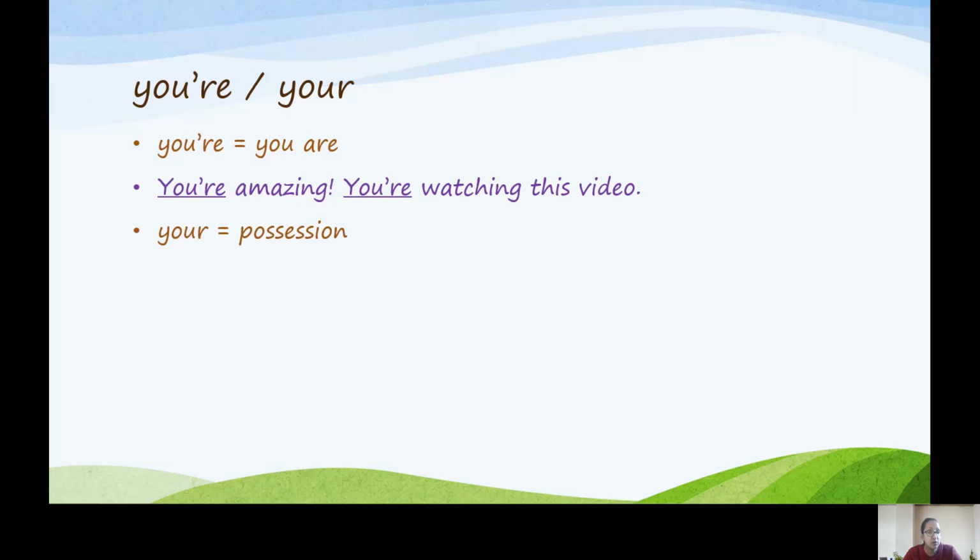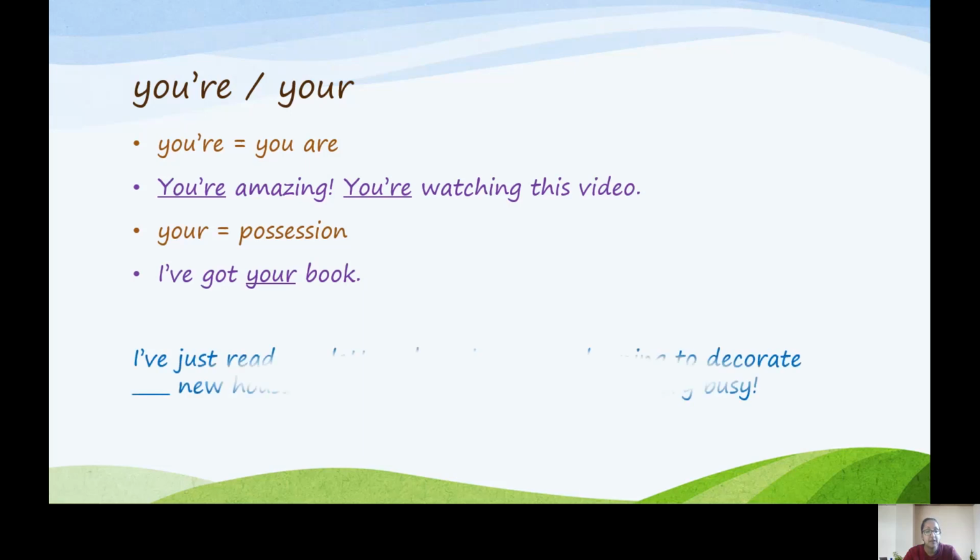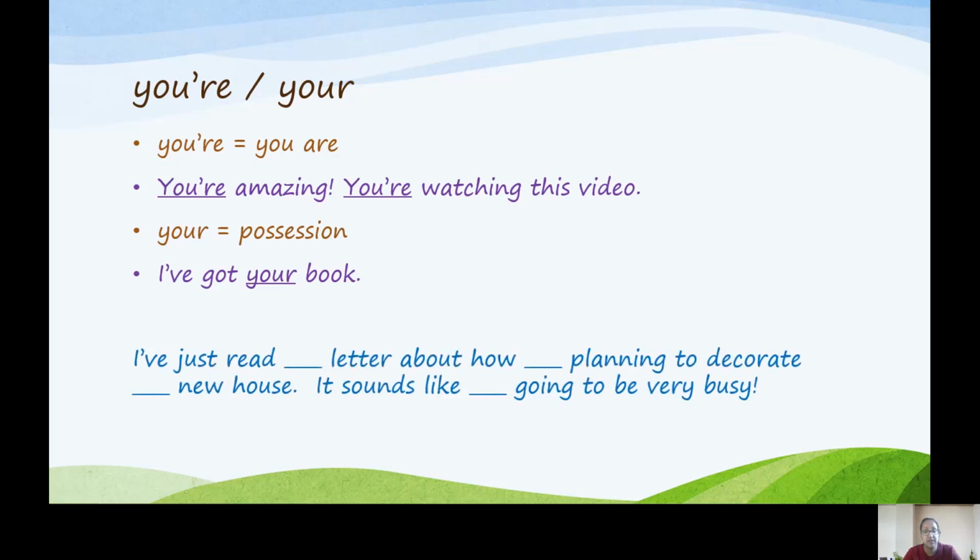And "your", without the apostrophe and the E, shows possession. Something belongs to you. For example, I've got your book. Have a look at this text here. Which form of "your" needs to go in each space?